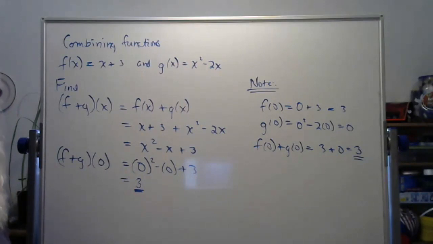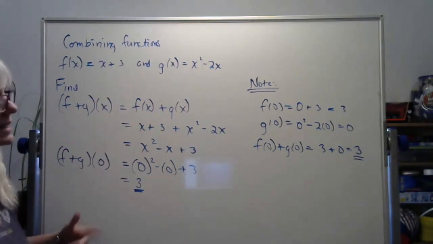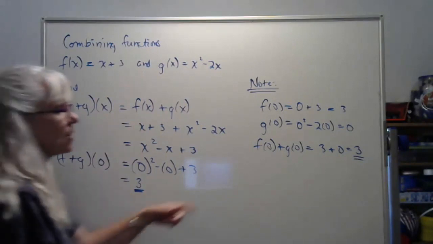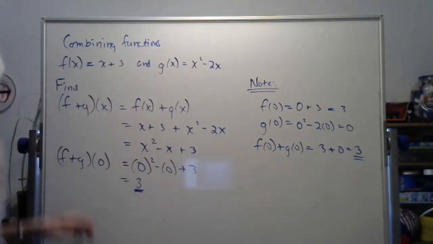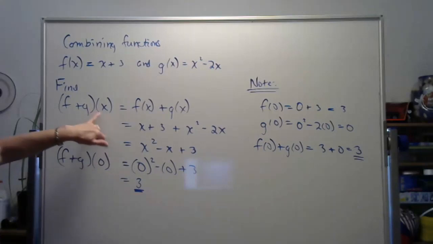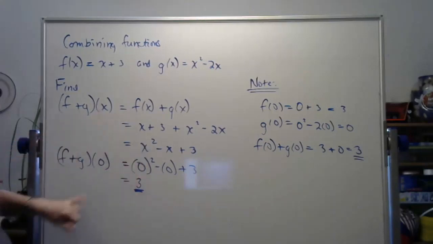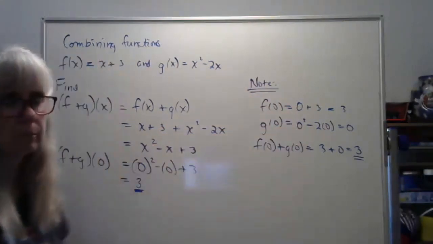Any comments or questions? This was easier to do because we'd already added them together, but if I didn't actually have to add them together, I would just plug the numbers in. What's the difference whether I'm given an x or given a value? If I'm given an x, I'm going to have to add them together. If I'm given just a number, I'm going to plug it in and then add them.